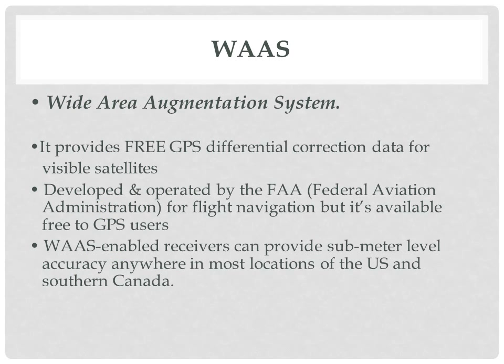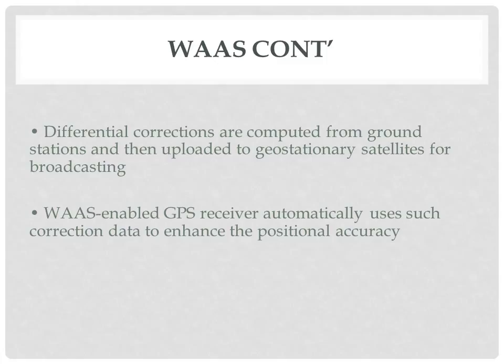Next, we want to look at the Wide Area Augmentation System, or WAAS. WAAS provides free GPS differential correction data for visible satellites. It was developed and is operated by the FAA, Federal Aviation Administration, for flight navigation, but it's also available for free for GPS users. WAAS-enabled receivers can provide sub-meter level accuracy in most locations of the United States and southern Canada. WAAS includes differential corrections, which are computed from ground stations and then uploaded to geostationary satellites for broadcasting. WAAS-enabled GPS receivers automatically use such correction data to enhance the positional accuracy.